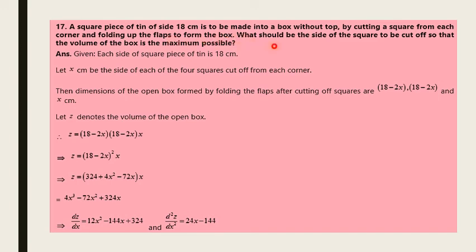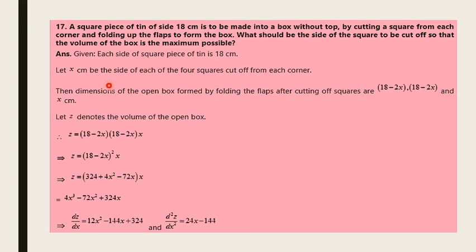Now the question: what should be the side of the square to be cut off so that the volume of the box is the maximum possible? So what is the question? We want to get the side of the square to be cut off from that square piece so that the volume of the box is maximum. So let us take each side of the square piece of tin as 18.